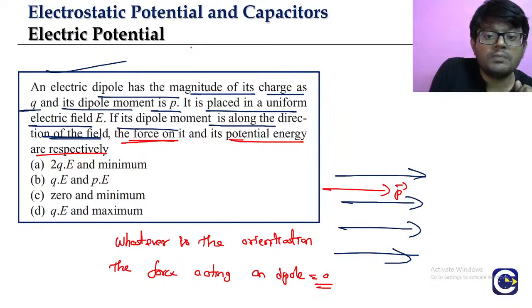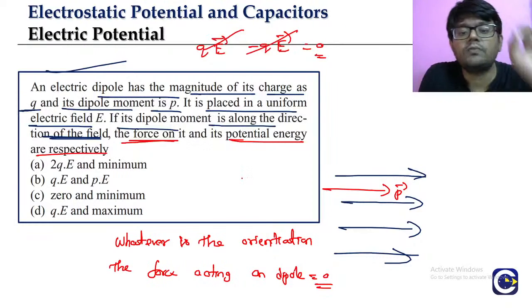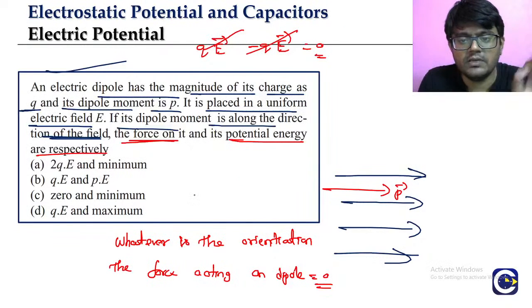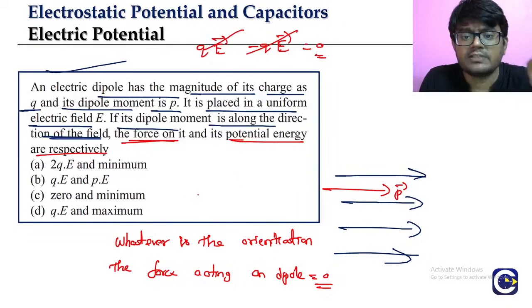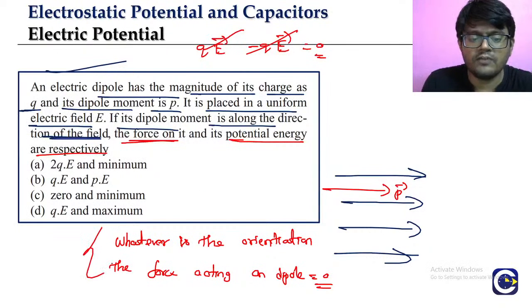அதனால பாருங்க, the positive charge of the dipole will experience a force qE. Negative charge will experience how much force? Minus qE தானே? So அந்த ரெண்டு force அப்படியே cancel ஆயிடும். So irrespective of the orientation, orientation சம்பந்தம் கிடையாது. Irrespective of the orientation, the force acting on the dipole in a uniform electric field is zero. That is important. Non-uniform electric field-க்கு போனா, it will be a different situation. But inside the uniform electric field, always the force is zero.